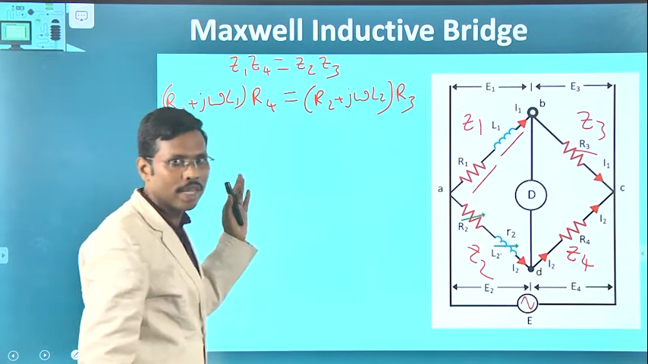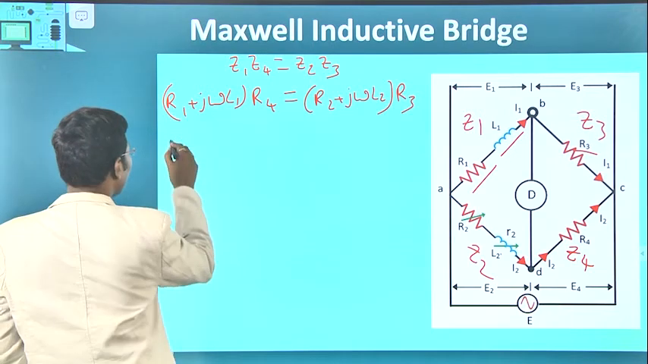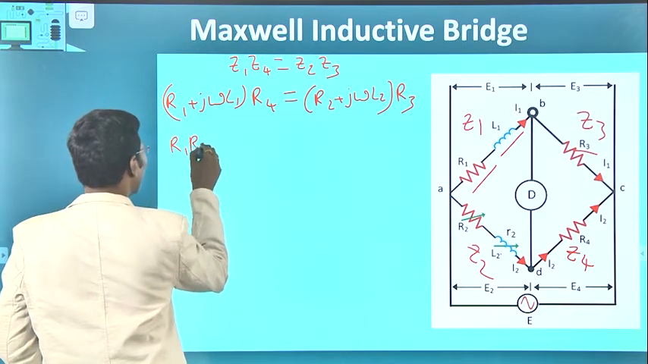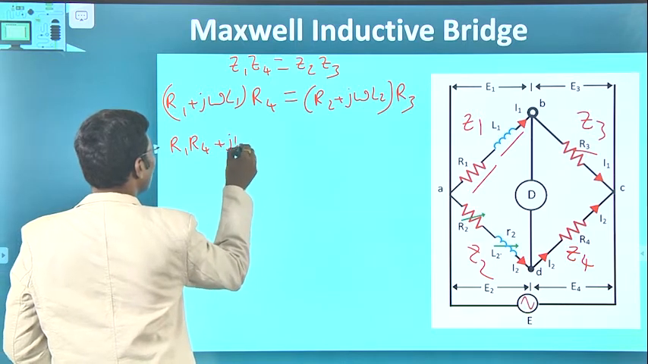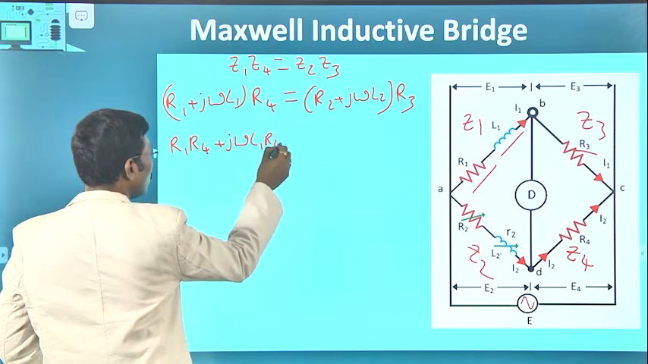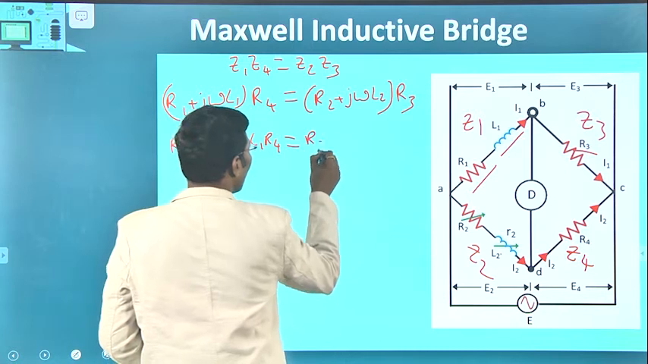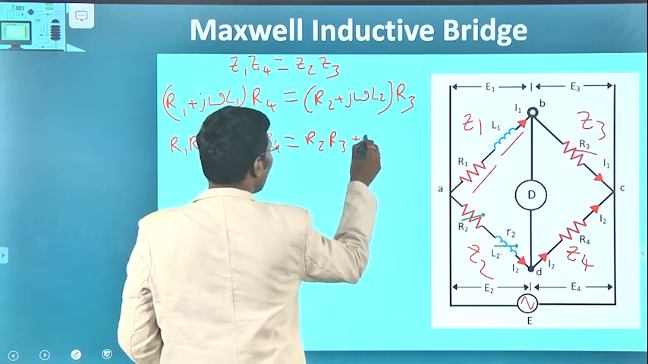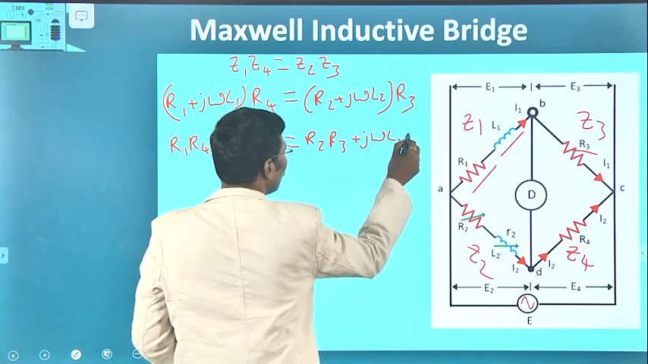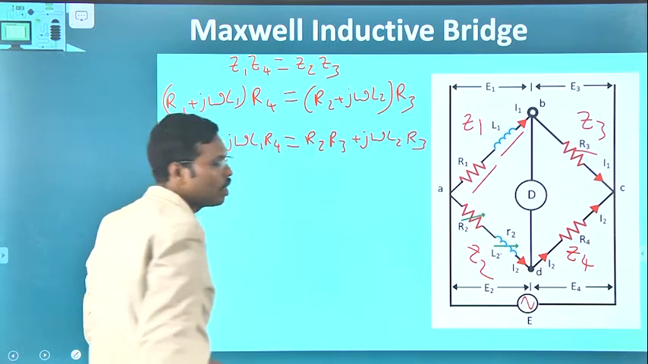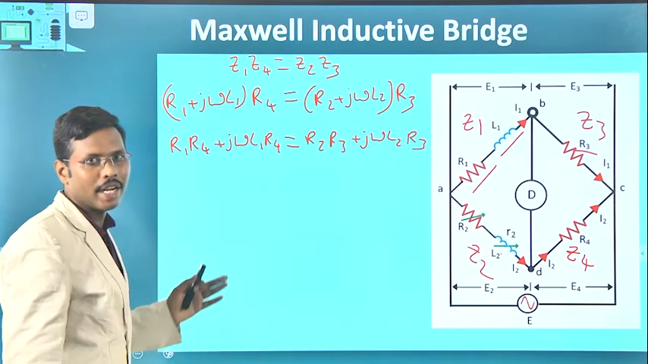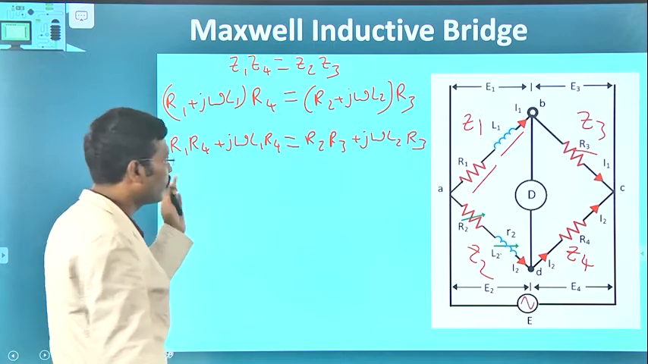Now, we will simplify this expression. So, you will get R1 R4 plus j omega L1 R4 equal to R2 R3 plus j omega L2 R3. Now, we will compare the real and imaginary terms on both sides of this equation.